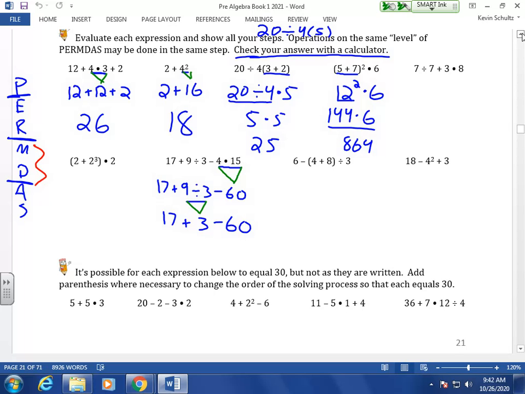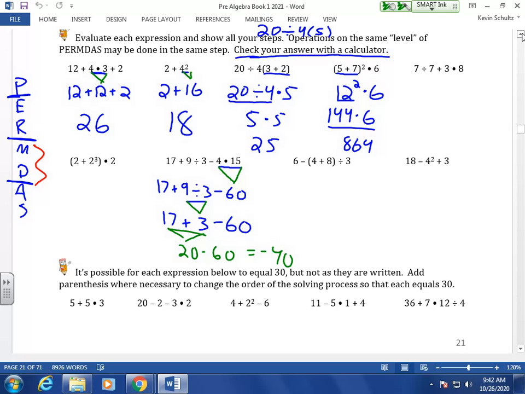But now I've got addition and subtraction. They're on the same level. I go from left to right. So 17 plus 3 gives me 20. I'll draw the triangle here. Right? 20, and then 20 minus 60 equals negative 40 as an answer. Okay.